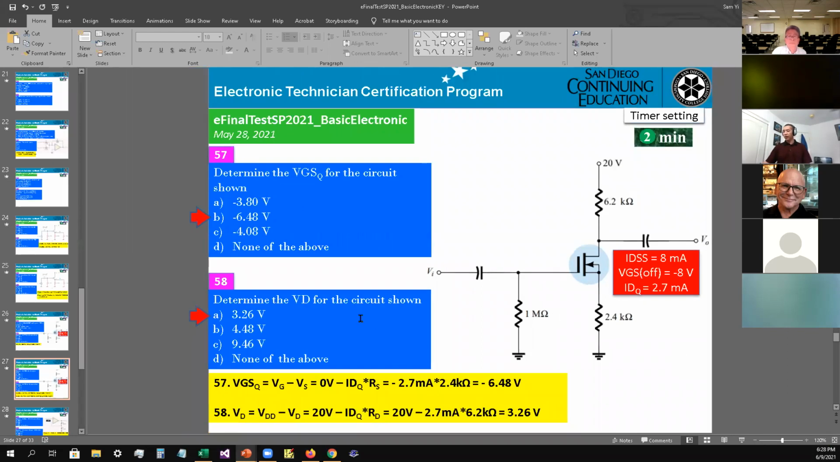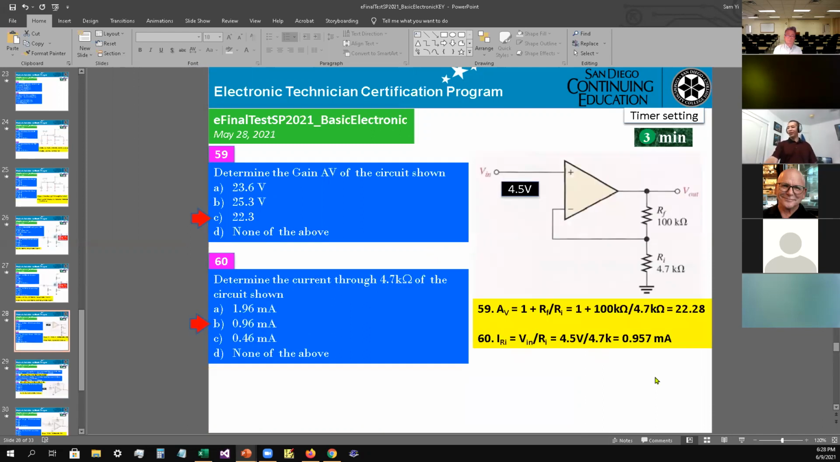Okay, 58, determine the VD for the circuit shown. Okay, so VD equals VDD minus IDQ times RD. So VDD is 20 volt minus the IDQ times RD. So 20 volt minus 2.7 milliamps times 6.2 kilo ohm. That will give you the answer, 3.26 volt. So the answer is A as in apple for number 58. Okay, any question?